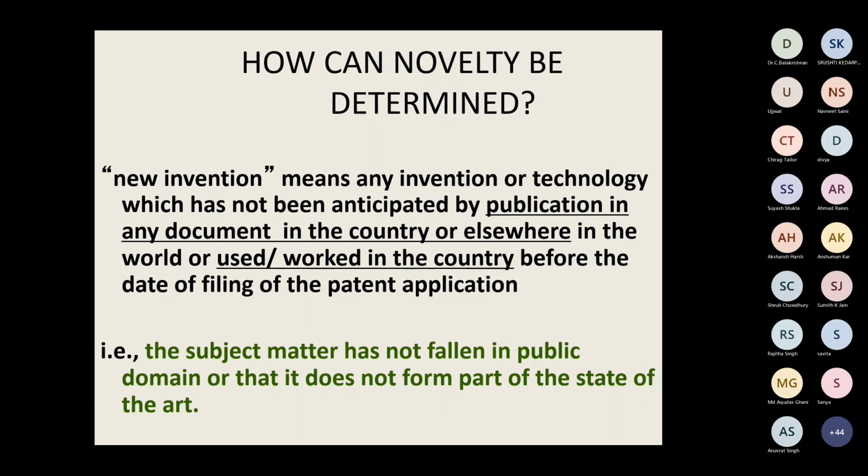That is, the subject has not fallen in the public domain, or it does not form a part of the state of the art. State of the art means the art which is already available, the invention which is available to the public at present. So it should not be in the public domain, and also it should not form a part of the state of the art. It should not have been published even in part, because we said it should be absolutely novel.